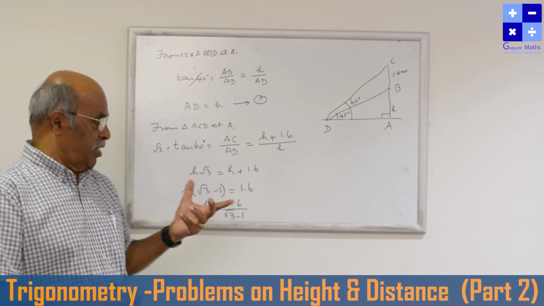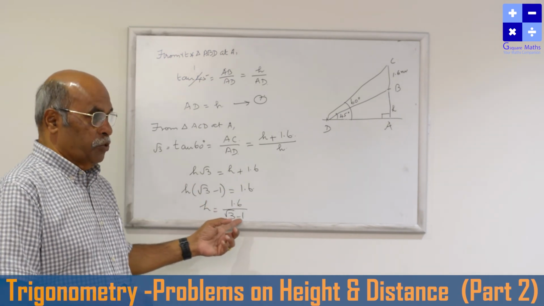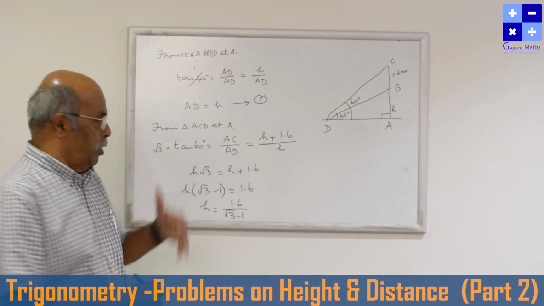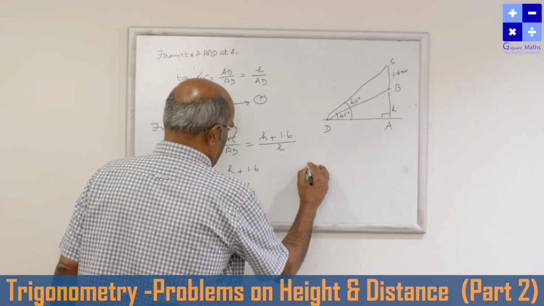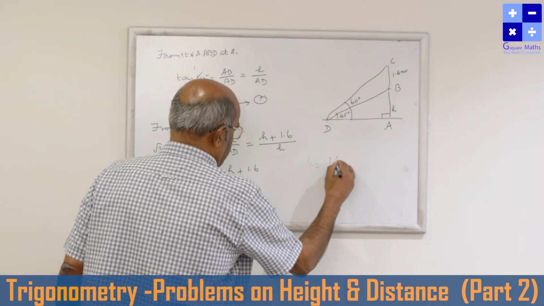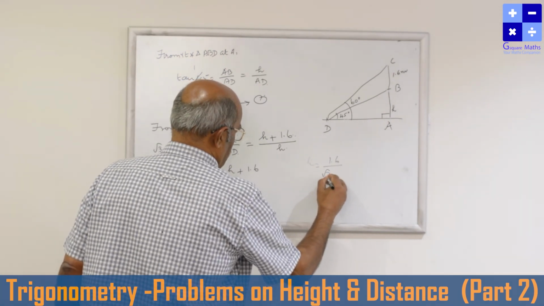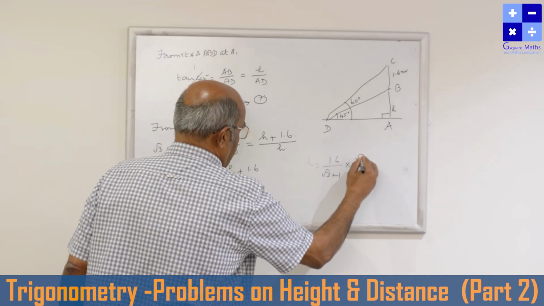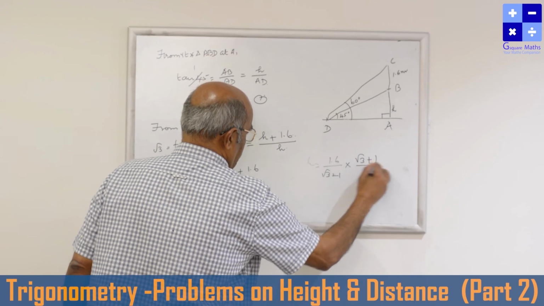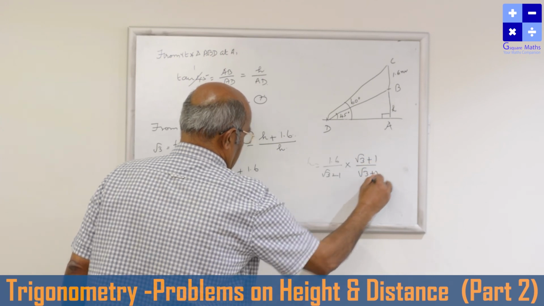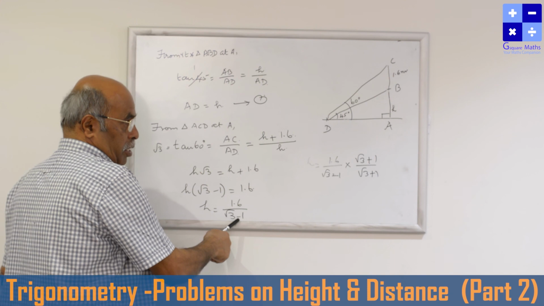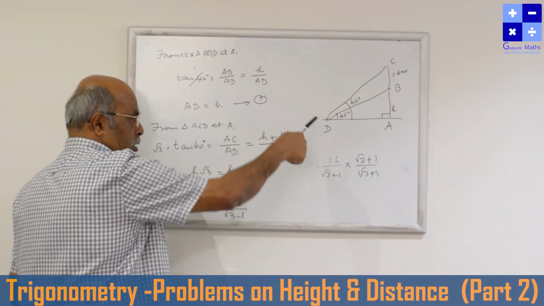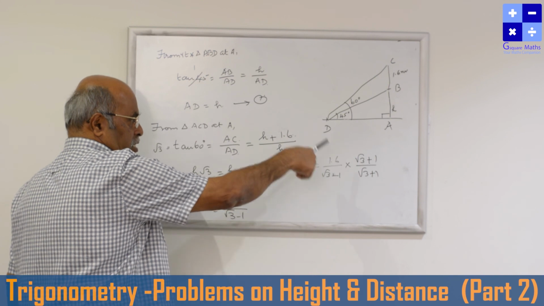What is the rationalizing factor for the denominator root 3 minus 1? It is root 3 plus 1. So multiply numerator and denominator by root 3 plus 1. Therefore, H is equal to 1.6 by root 3 minus 1 into root 3 plus 1 by root 3 plus 1. The denominator is root 3 minus 1. The rationalizing factor of root 3 minus 1 is root 3 plus 1. So I am multiplying numerator and denominator by the same rationalizing factor.